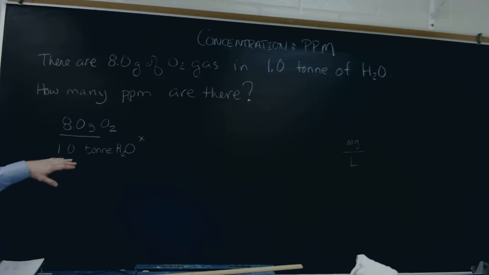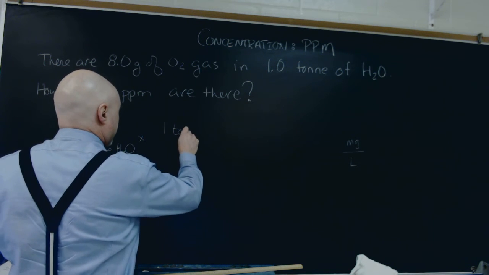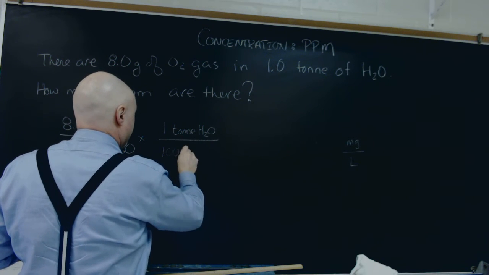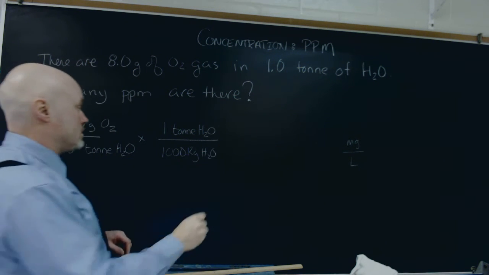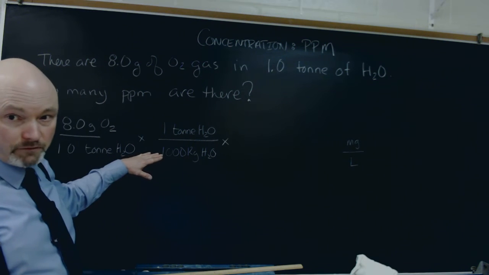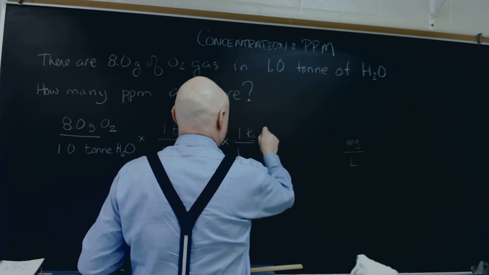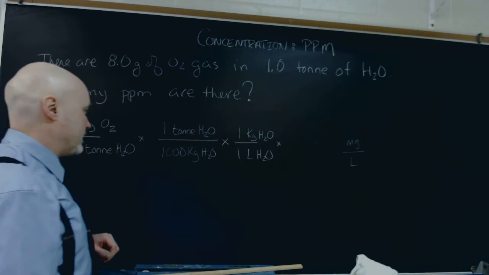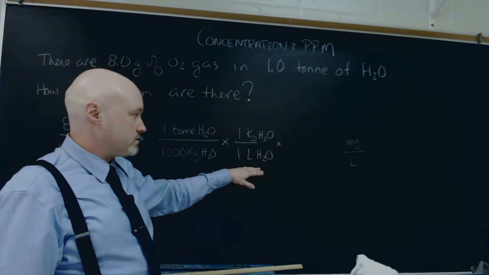So we've got a choice, but let's start by doing all the factor label things we need to do for the tons of water. So I know in 1 ton of H2O, there are 1,000 kilograms of H2O. Now I want to move from kilograms to liters, and another convenient thing about the metric system is that 1 kilogram of H2O is 1 liter of H2O. Okay, so by the time I do my factor label calculation, I'm going to be down to liters of H2O.